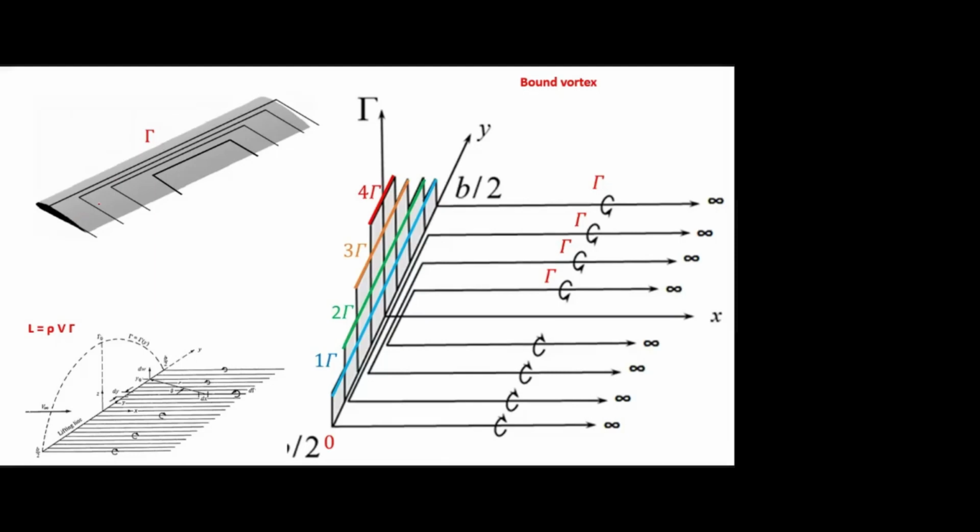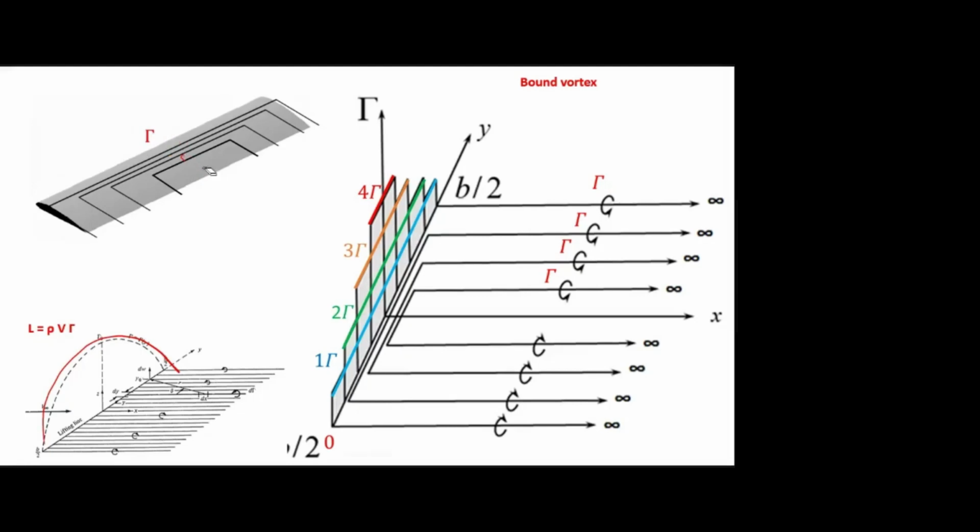So here I have taken 4 vortex filaments. Actually, for better results, you have to take more vortex filaments, maybe an infinite number of vortex filaments. If you take that, you can get the proper lift distribution. But here I have taken only 4 so that you can easily visualize. Each vortex filament has the same constant strength gamma.